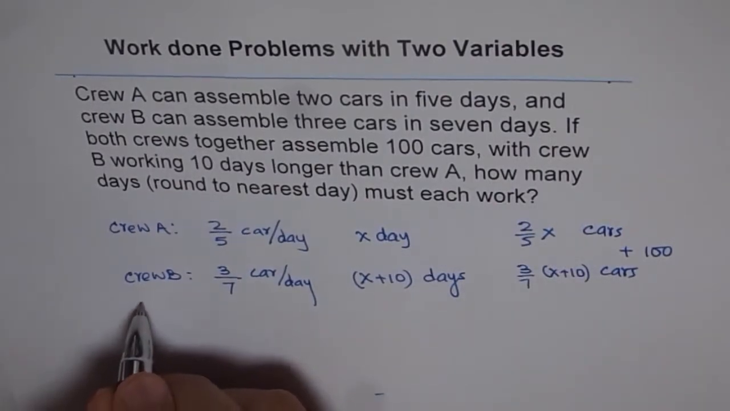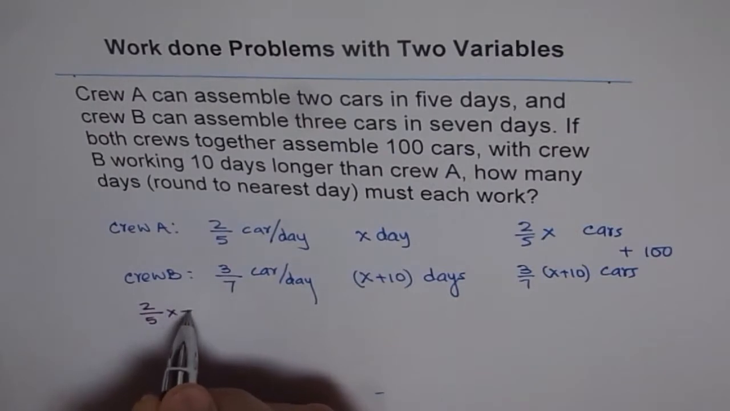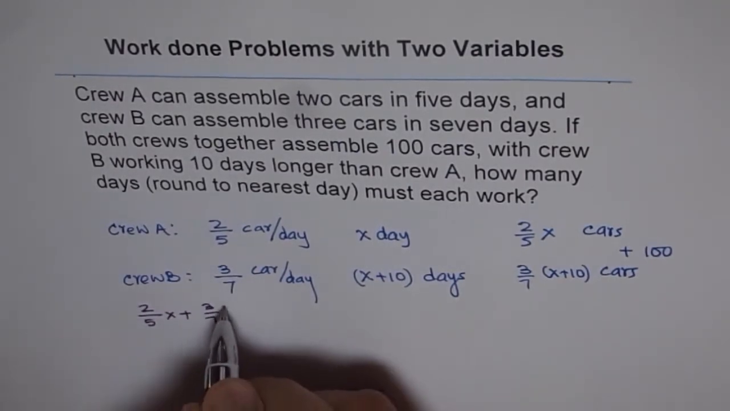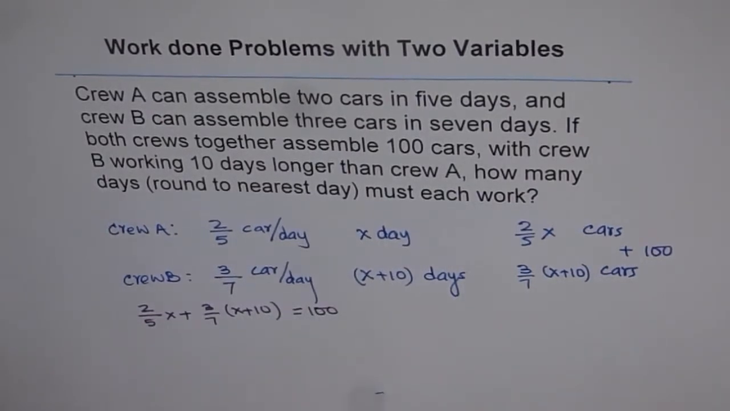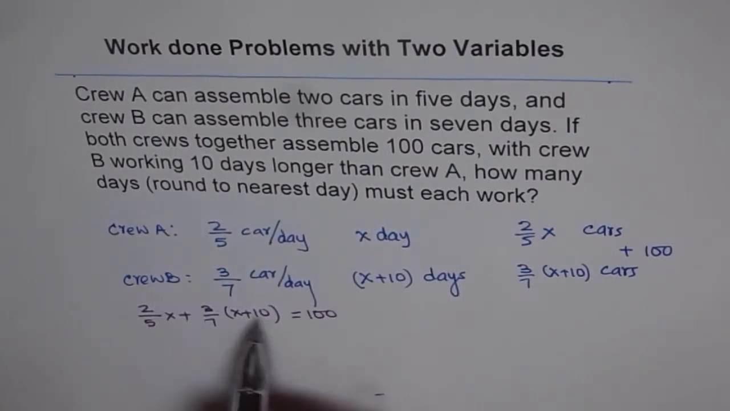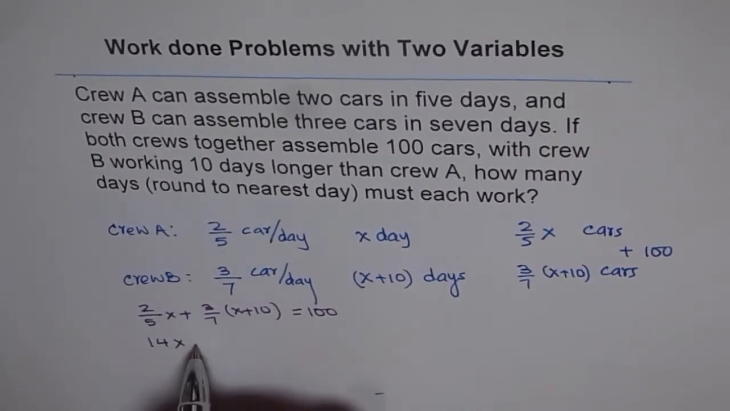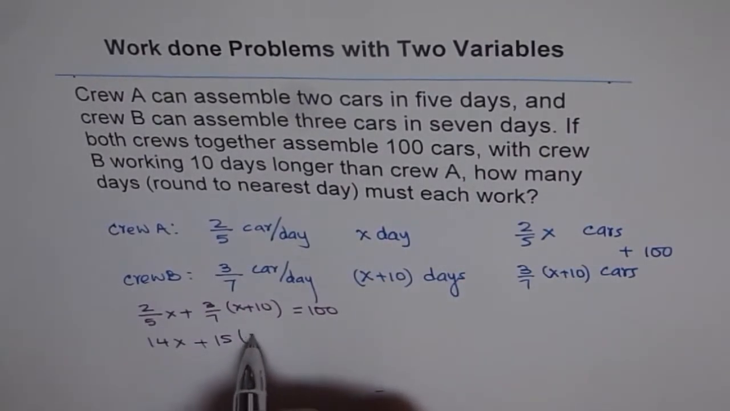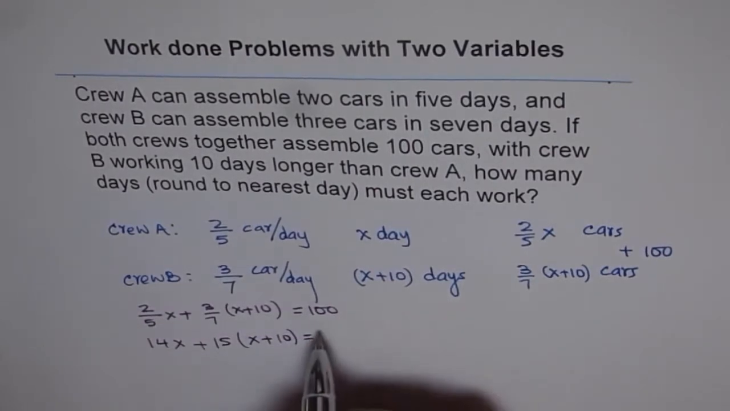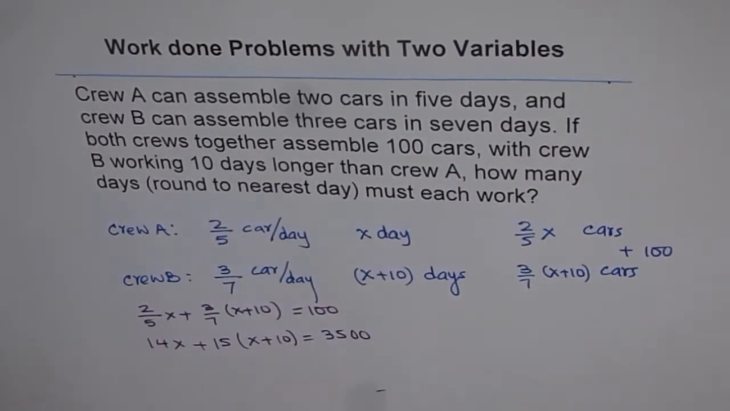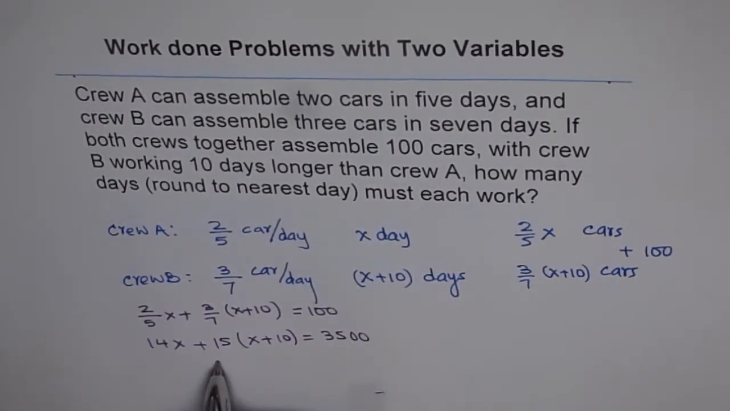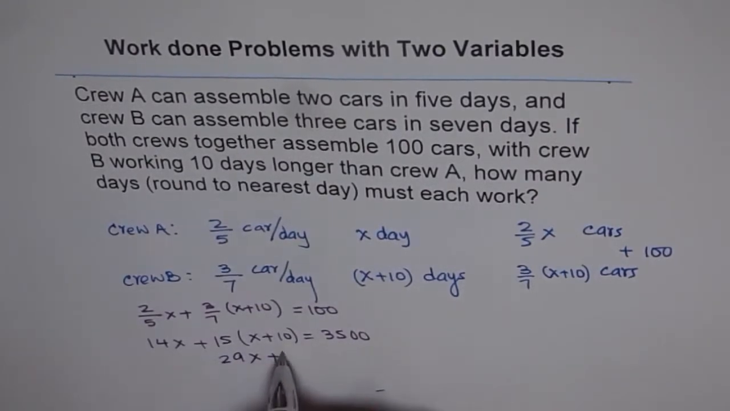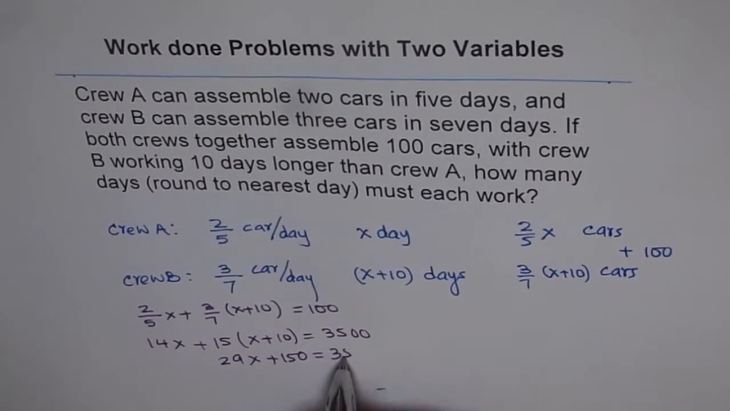So we get 2 over 5 x plus 3 over 7 (x plus 10) equals 100. So that is what we get. Now let's multiply everything by the common denominator, which is 35. So we get 14x plus 15 within brackets (x plus 10) equals 3500, correct? Now we can solve this. We say 14 plus 15 is 29x, so we get 29x plus 150 equals 3500.